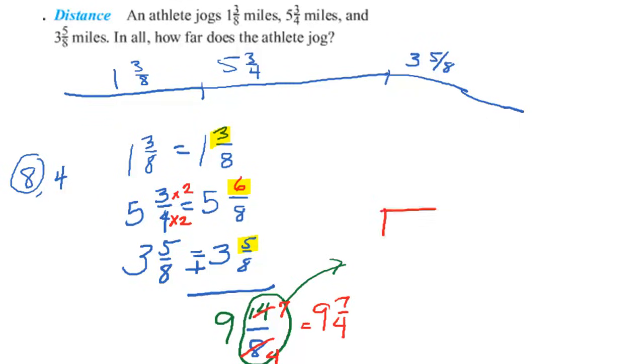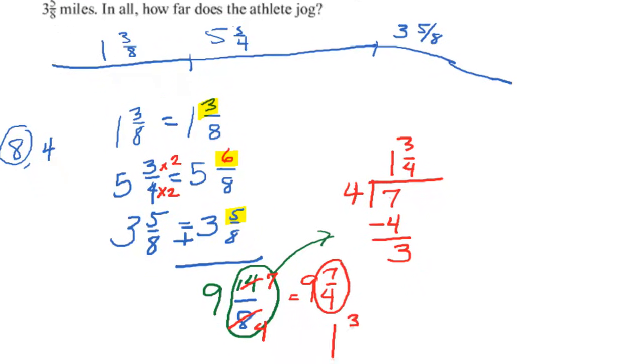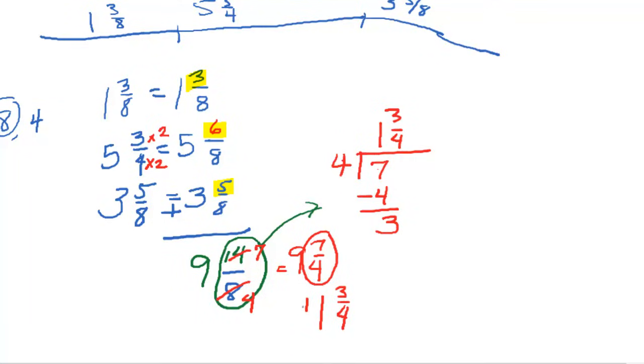And we're going to do our long division. 4 goes into 7 once. And our remainder is 3. So 7/4 is really 1 3/4, and we're going to add that to the 9 that was already there. So the jogger jogged 10 3/4 miles.